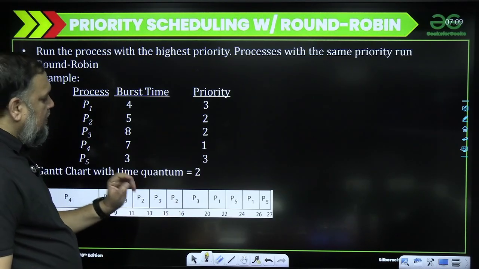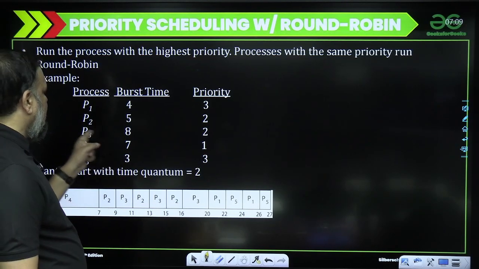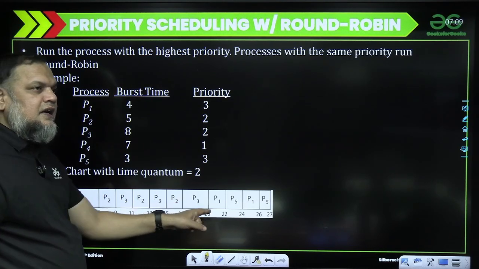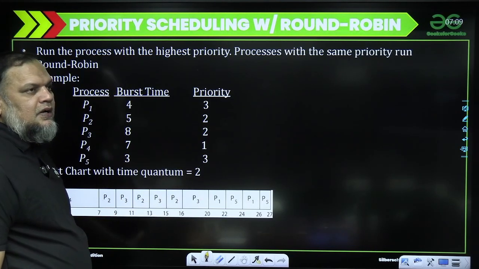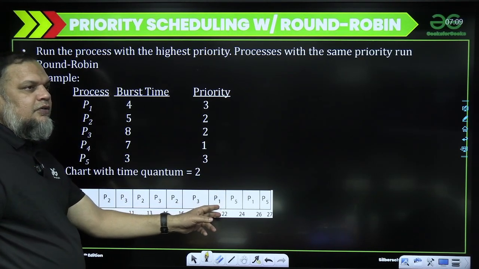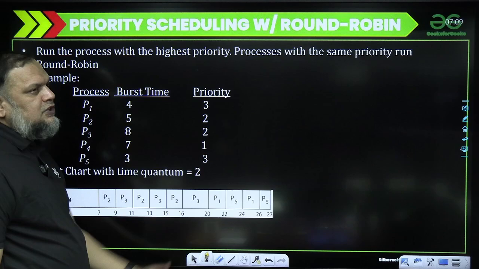And thereafter I have the remaining burst time of P3 only, 4 units, because P3's burst time is 8 and P3 has run for 4, so the balance is 4. So it directly runs for 4 units and completes. And after that, I have P1 and P5, so they are going to oscillate using round robin with a time quantum of 2 units until they complete.